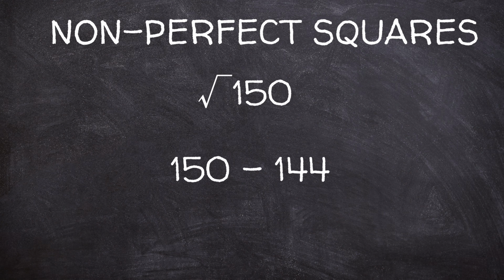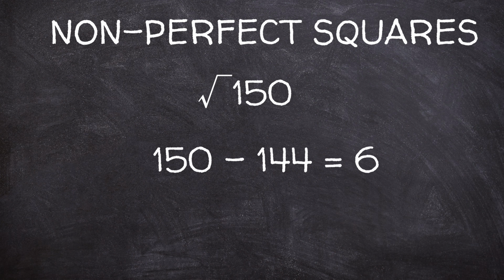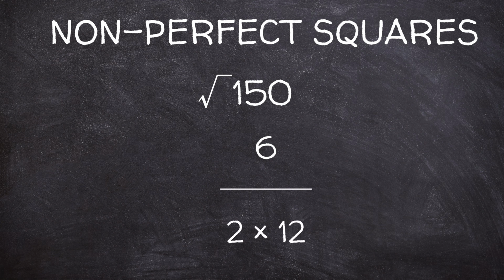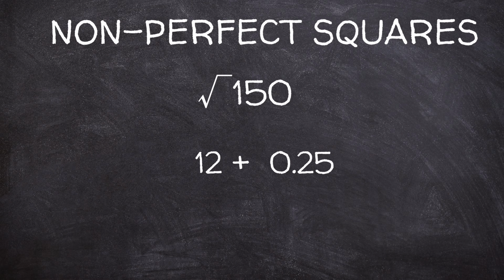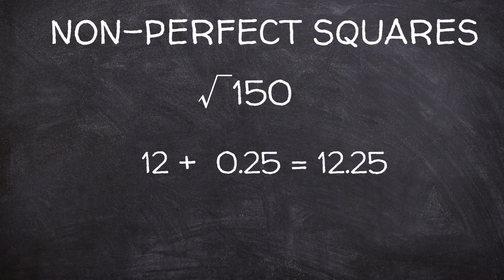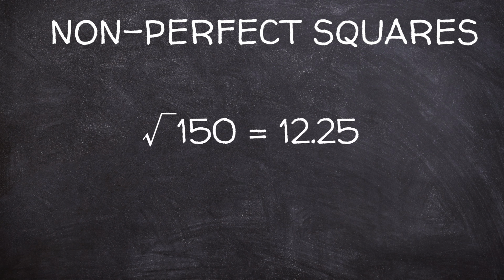Now take the difference between our number and the perfect square. 150 minus 144 equals 6. Divide the difference by twice the root we found. Twice 12 is 24. So 6 divided by 24 is 0.25, and add that to 12 and we get approximately 12.25. So square root of 150 is approximately 12.25.